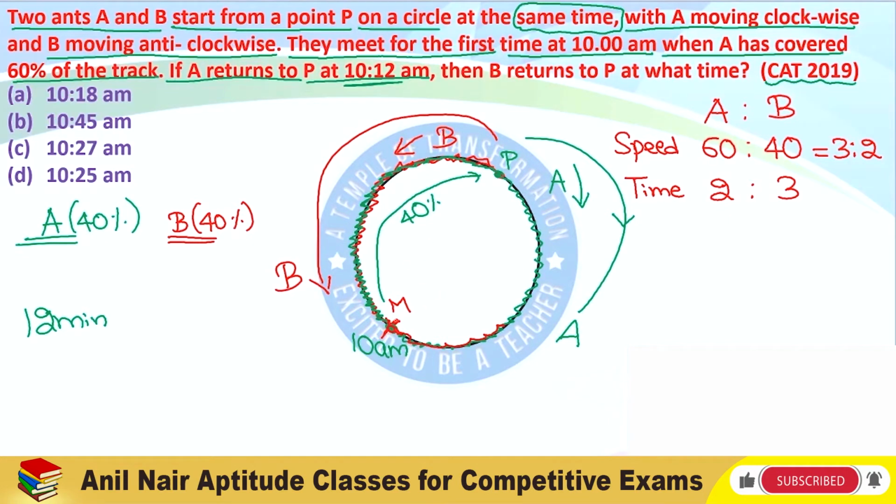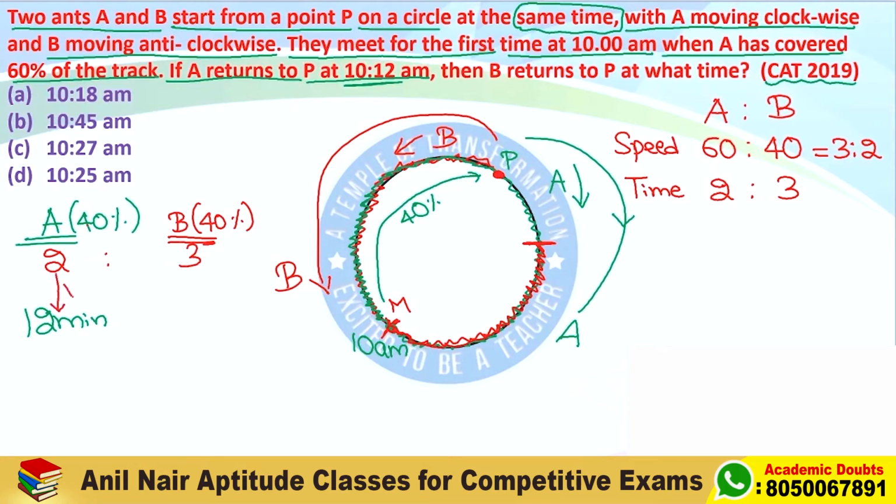Now, B is at the meeting point. From P to M, B has covered 40%. The remaining distance that B has to cover to come back to P is 60%. Forget about 60 for now. Let us calculate 40%. From M, B continues to travel like this and travels for 40%. Another 20% is pending for B, right? So for 40%, how much time will it take? According to the ratio, the time ratio of A to B is 2:3.